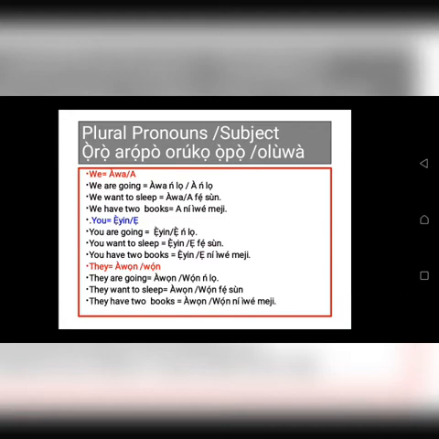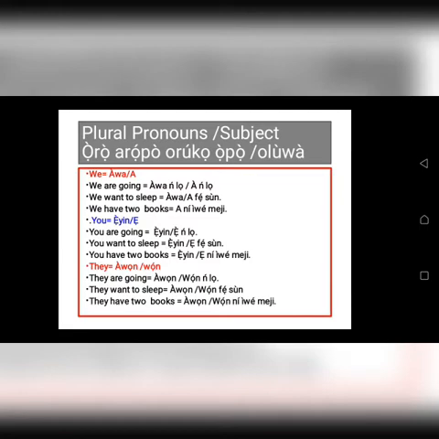We want to sleep. Àwa fẹ́ sùn, or a fẹ́ sùn. Àwa meaning we, fẹ́ want, sùn means sleep. Àwa fẹ́ sùn, we want to sleep, or a fẹ́ sùn. We have two books. Àwa ní ìwé méjì, or what? Can you complete the second? If you don't want to say àwa, it can be a ní ìwé méjì. So you say àwa ní ìwé méjì, or a ní ìwé méjì. That is about we.